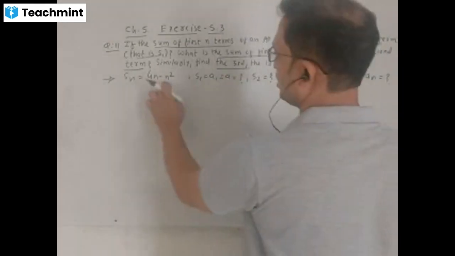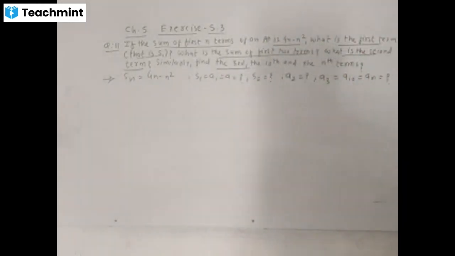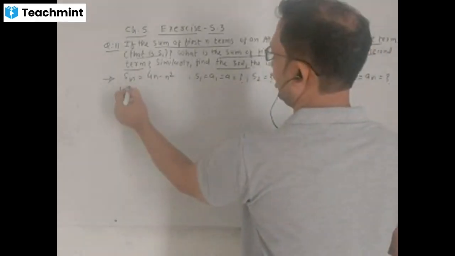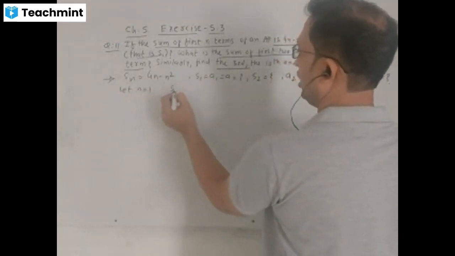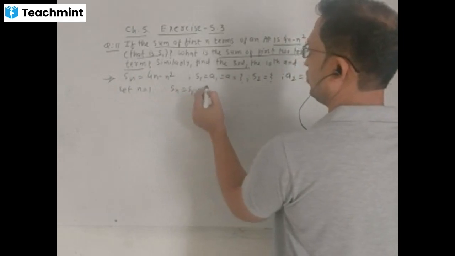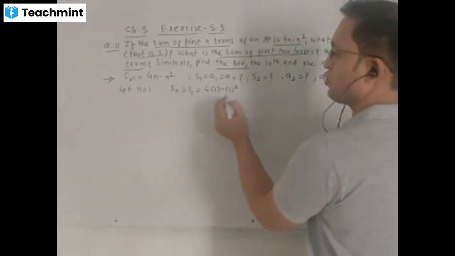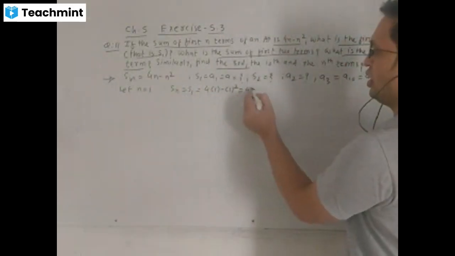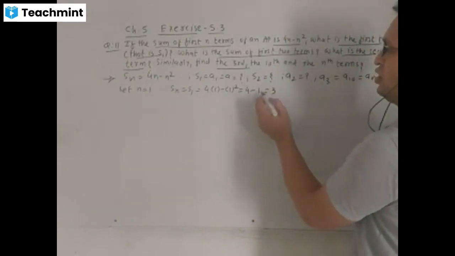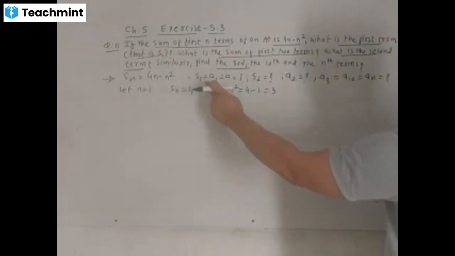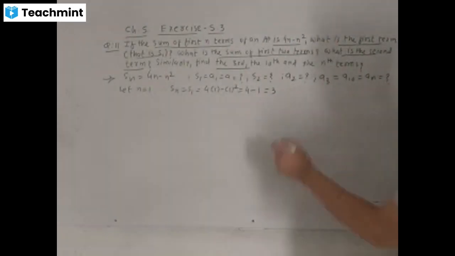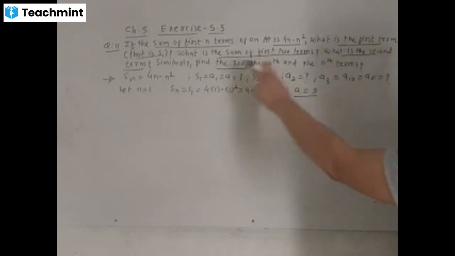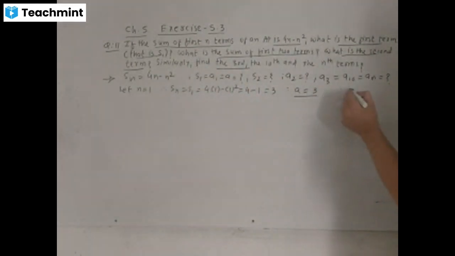Here Sn is equal to 4n minus n square. Let n is equal to 1. Therefore, Sn is equal to S1, that is equal to 4 into 1 minus 1 square. 4 into 1 is 4, minus 1 square is 1. 4 minus 1, that is 3. Therefore, S1 is equal to a1 and that is equal to a. Therefore, a is equal to 3. Therefore, the first term of an AP, a1, is equal to 3, and that is equal to a.